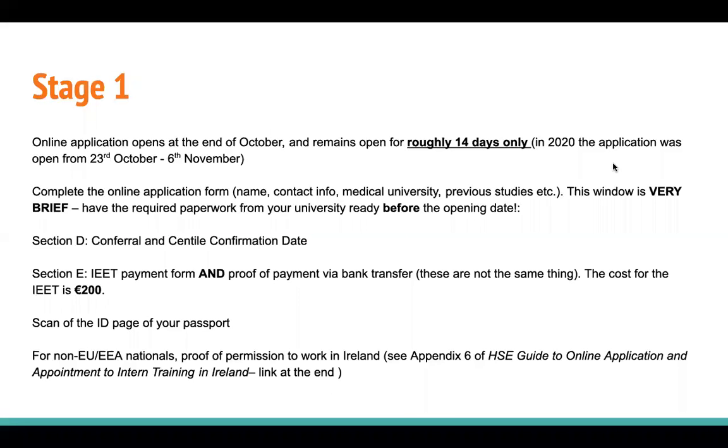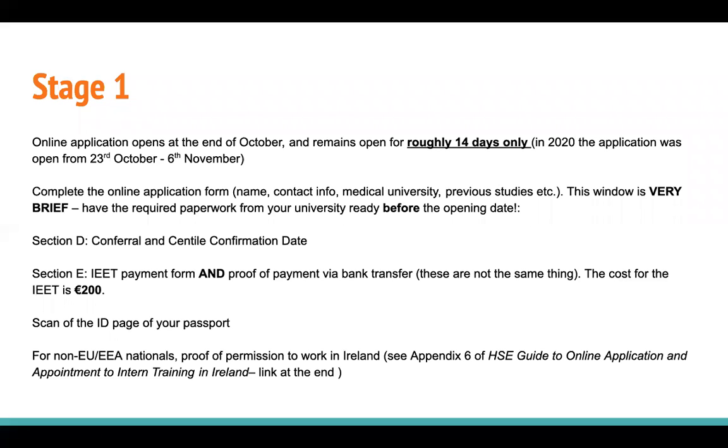So stage 1, it's an online application. It opens at the end of October for about 10 to 14 days. For me, it was open for 2 weeks, the 23rd of October to the 6th. This is mainly an online application, so your name, contact information, university, your previous studies, all these sorts of things they ask. As far as paperwork goes, there are 2 sections, Section D and Section E.